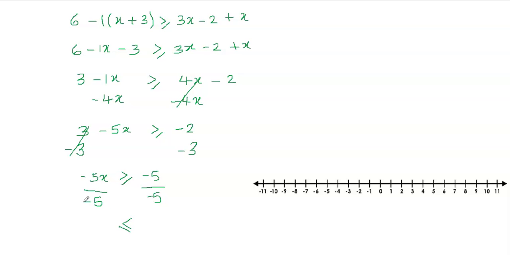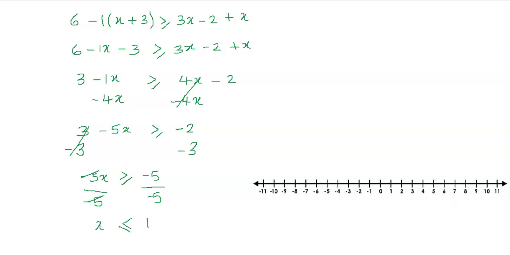Since we divided both sides of our inequality by -5, we have to swap the inequality sign. And this -5 and -5 is going to cancel out each other. We just have x on the left hand side. On the right hand side, -5 divided by -5 is going to be +1. So my solution is x is less than or equal to 1.